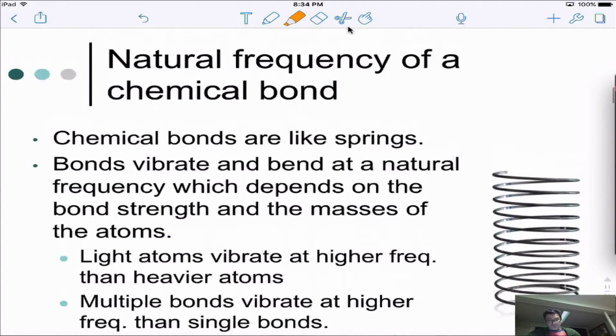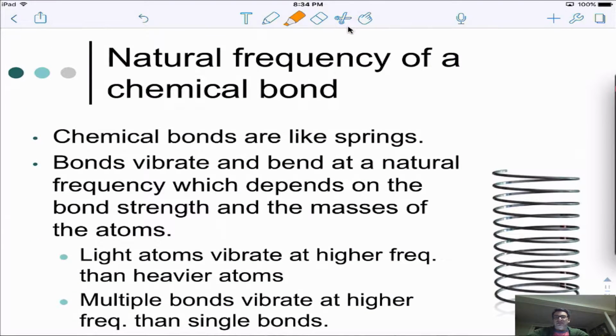So how does this work? Well, the bonds are like springs. There's a vibration to them, and depending on how strong the bond is and how heavy the atoms are that are connected, they are going to have vibrations at different frequencies. If you're a lighter atom, you're going to have a higher frequency vibration. If you have multiple bonds, you're going to vibrate at higher frequency.